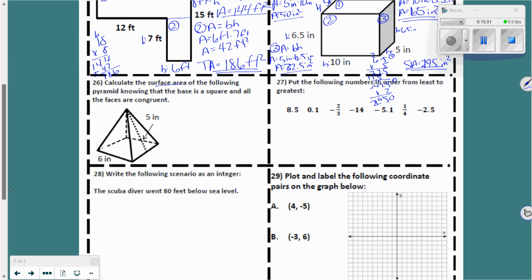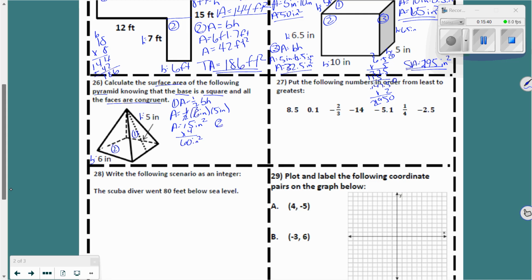Calculate the surface area of the following pyramid, knowing that the base is a square and all the faces are congruent. So that tells me that these sides are triangles. So I know I'm going to need two formulas, one for the base, one for the triangles. So the triangles is going to be 1/2 the base times the height. I know that my base is 6, my slant height is 5. So 1/2 times 6 times 5. Half of 6 gives me 3, so that's going to be 15 inches squared. But I know there are 4 of those because it's a square base. So take that times 4, it gives me 60.